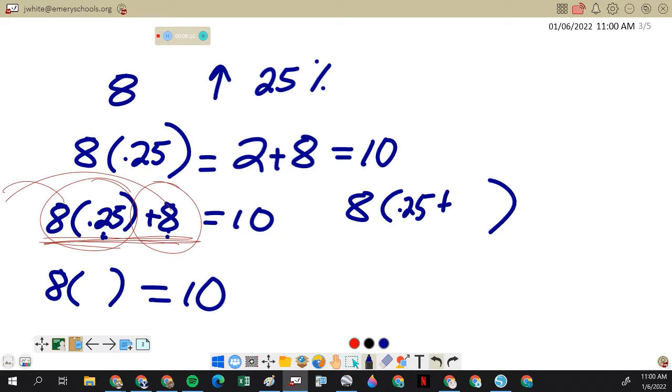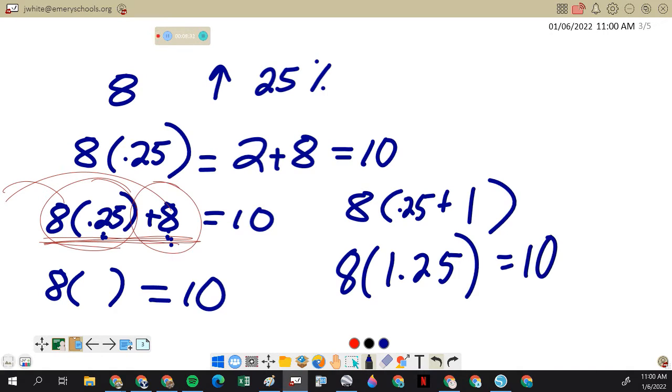What if I take an 8 out of this? I get 1. So that would be 8 times 1.25. Would that work? Yeah. Plug that in your calculator. 8 times 1.25 is 10. Why does this work? What's going on there? Well, it's saying keep 100% of your 8 and add an additional 25% to your 8.